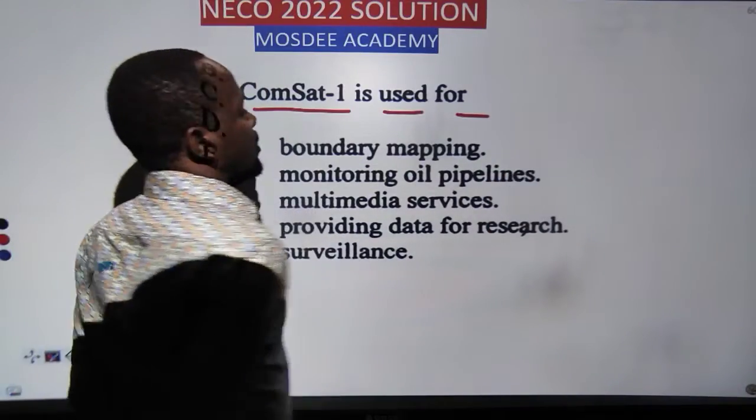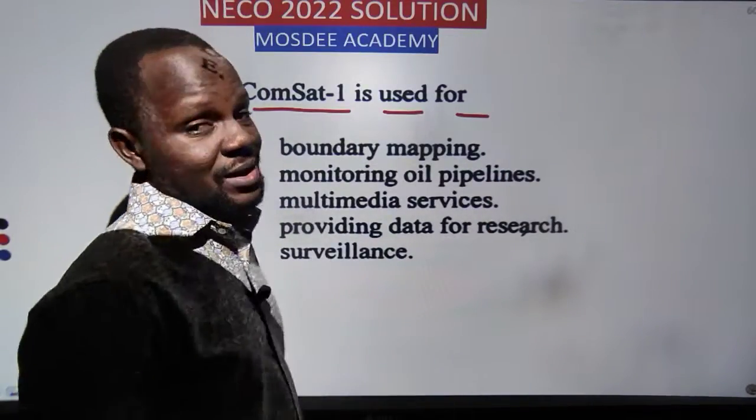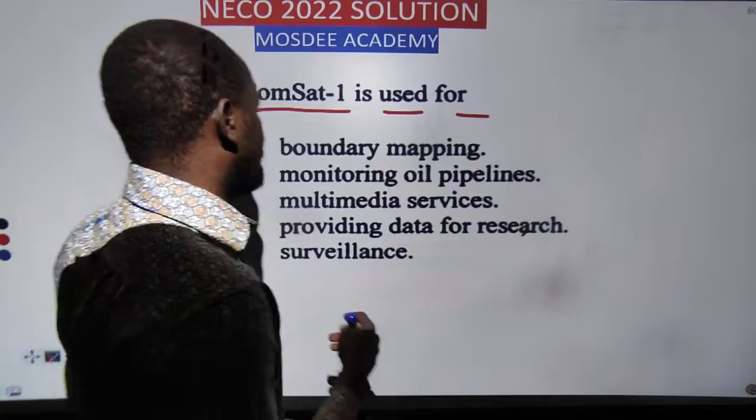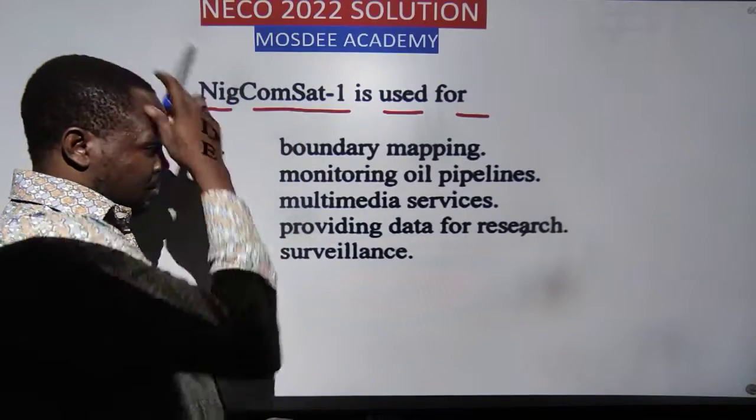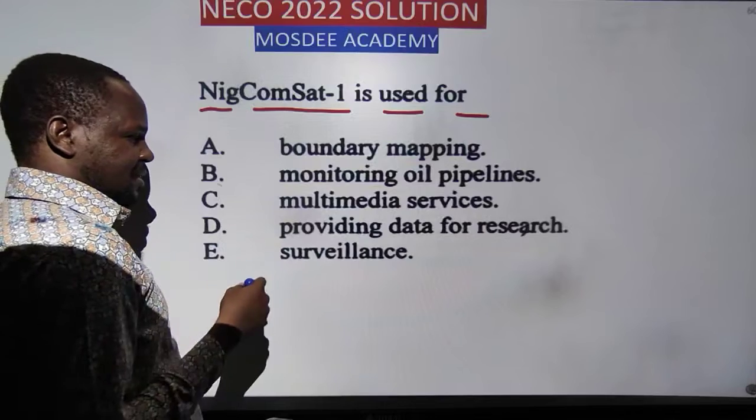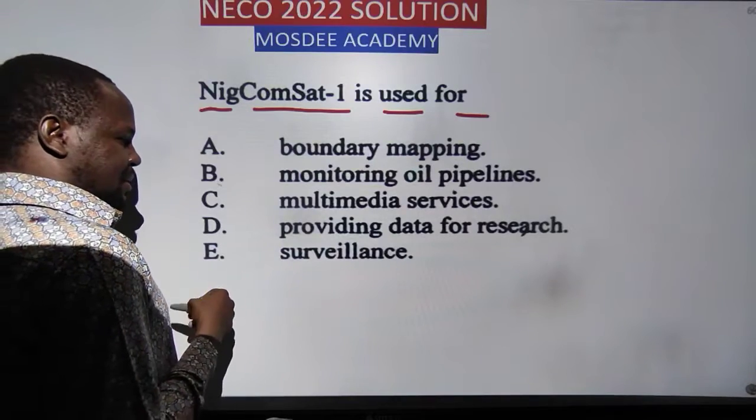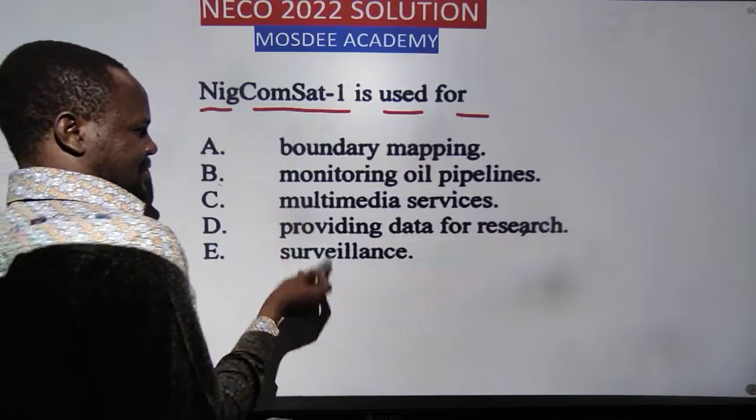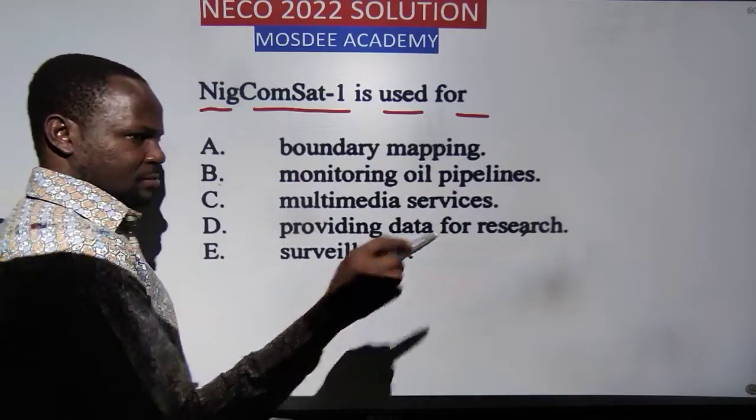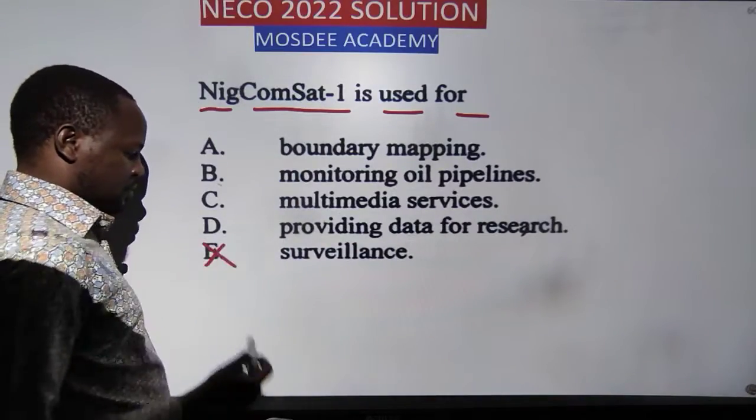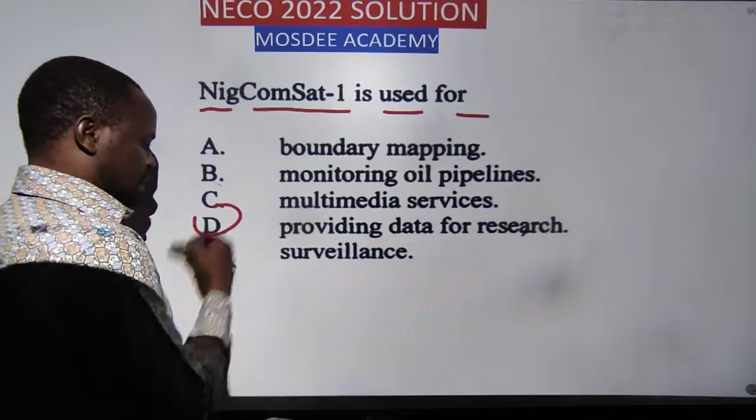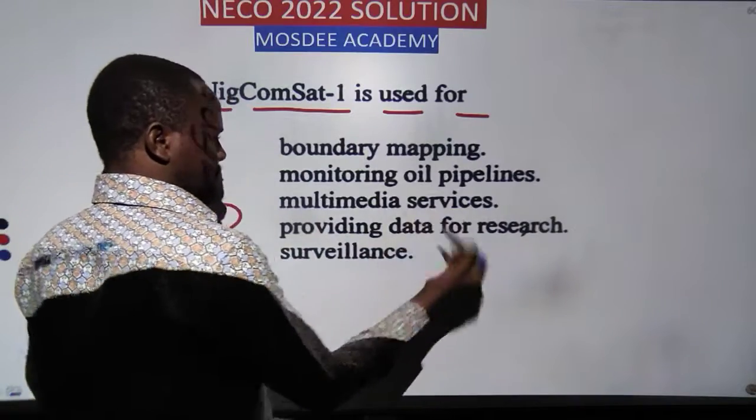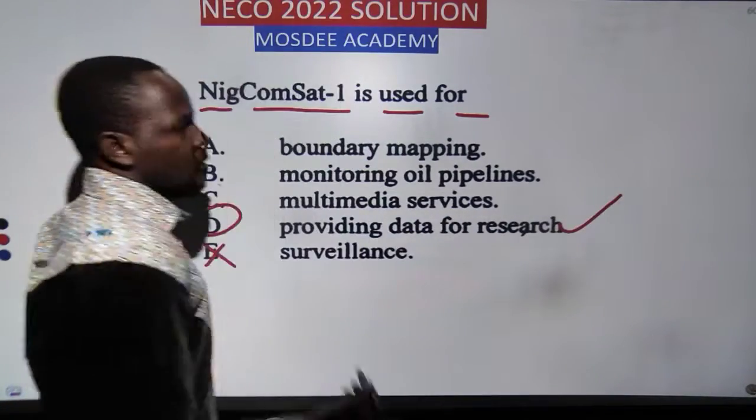NIGCOMSAT, Nigerian Communication Satellite 1, is used for boundary mapping, for monitoring oil pipelines, for multimedia services, for providing data for research, for surveillance. It can be used for all these things. Surveillance means to monitor you up and down. No, this is out. So providing data for research should be in. Multimedia service can also work, but I will go for this. So I will take that one.